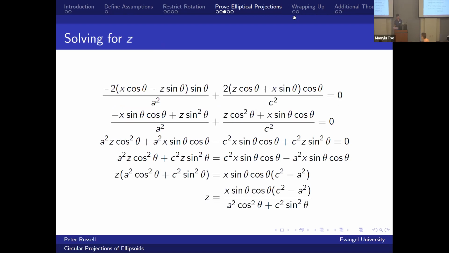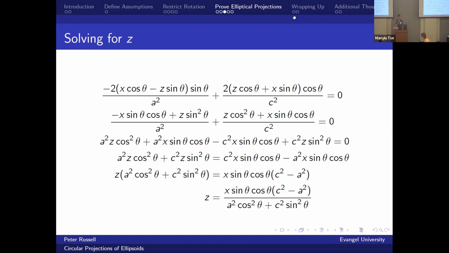So we can do a bit of algebra here. We can divide both sides by 2 to get rid of that constant, and then multiply both sides of the equation by a squared times c squared, which is legal because we made our assumption that a and c are both positive, so we're good in that regard. Which brings us to a squared times z times cosine squared theta plus a squared x sine theta times cosine of theta minus c squared x sine theta cosine theta plus c squared z sine squared theta, and all that is equal to 0.